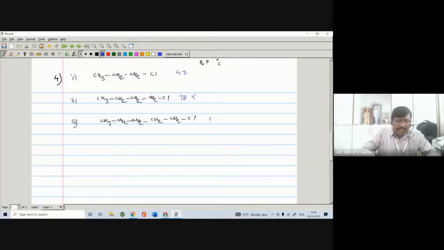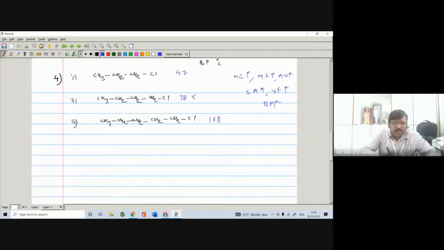then 108. So here, as the number of carbons increases, the molecular formula also increases, the molecular weight also increases, so the surface area also increases, so the van der Waals force of attraction also increases, so the boiling point also increases.